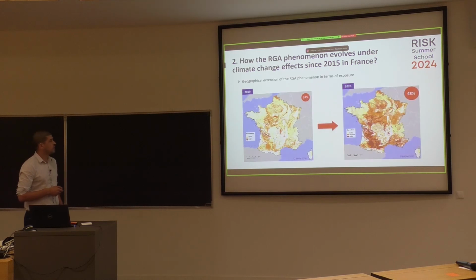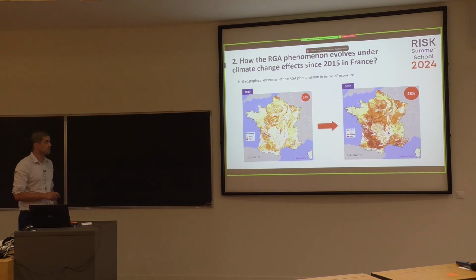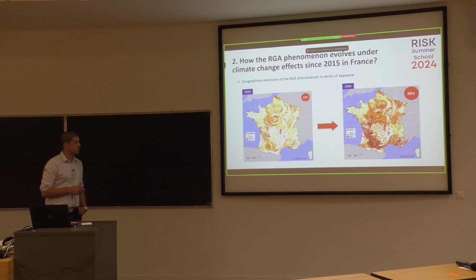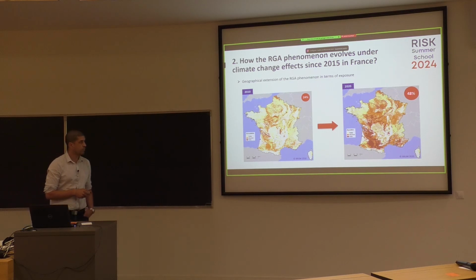For the first one, we can observe the geographical extension of the RGA phenomenon in terms of exposure. Here you have the two maps that will be developed by my colleague Sébastien in the next presentation. Just to see that in 2010 we have a part of 24% exposed moderately and highly to the shrinkage swelling phenomenon. This value increases and reaches now 48% of the territory in France.